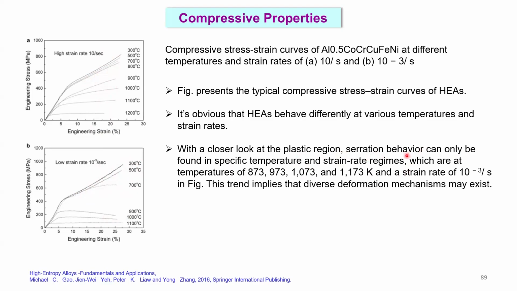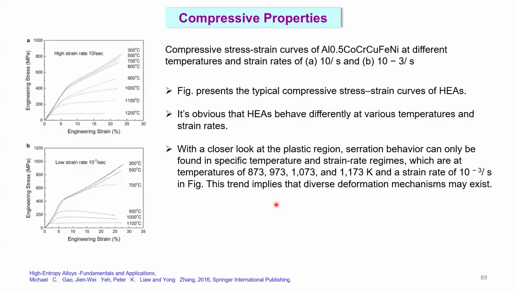And so, we'll talk about the serrations a little later, which are at a temperature of 873, 973, 1073 and 1173, and the strain rate of 10 to the power minus 3 per second. This trend implies that diverse deformation mechanisms may exist. So, you have different deformation mechanisms at low temperature, high strain rate, low temperature, low strain rate, especially the serrations.